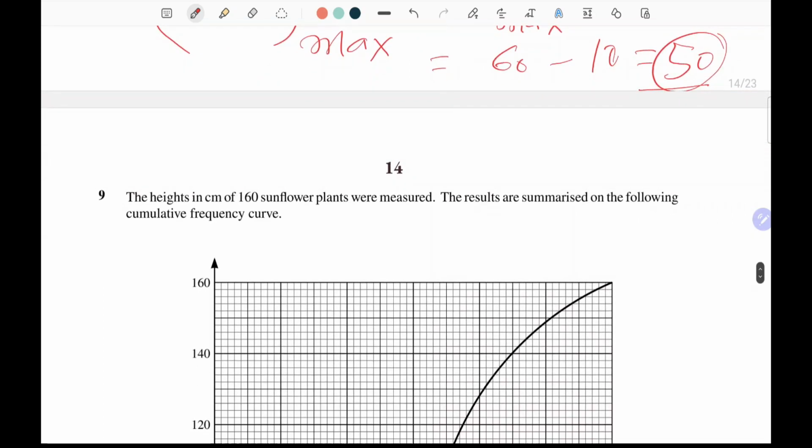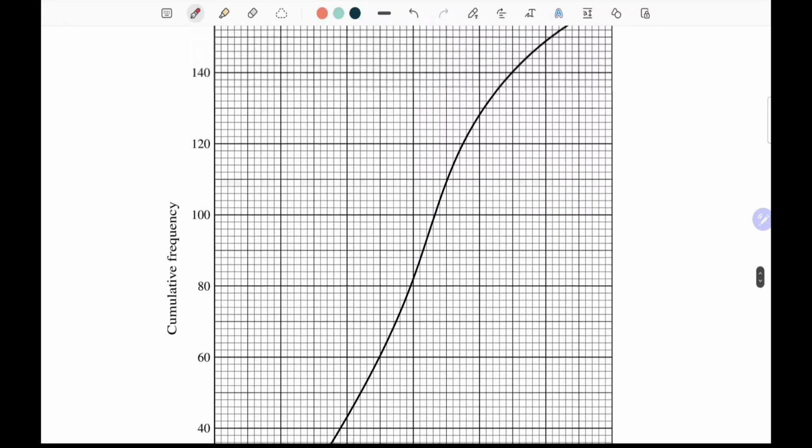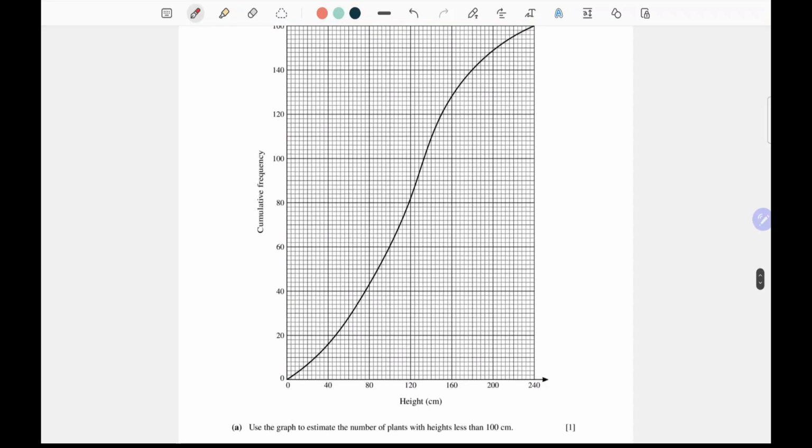Okay, so guys, now we are going to do question number 9. The height in centimeters of 160 sunflower plants was measured. The results are summarized on the following cumulative frequency diagram. 160 sunflowers, so that's the cumulative frequency that's given. Next is use the graph to estimate the number of plants with height less than 100. Less than 100. Okay. It will intersect somewhere here.